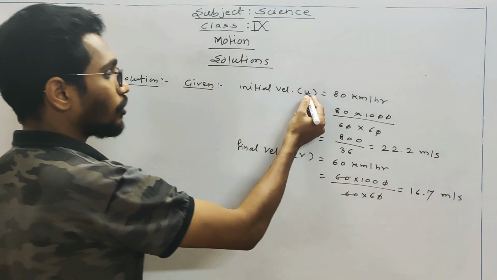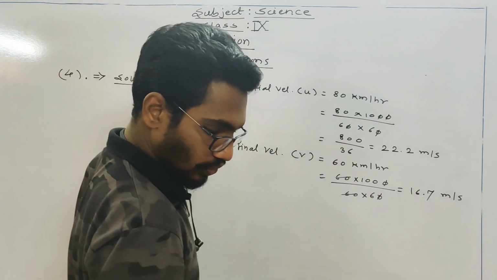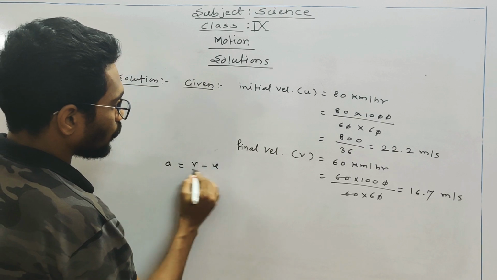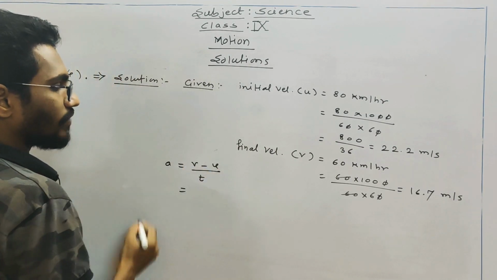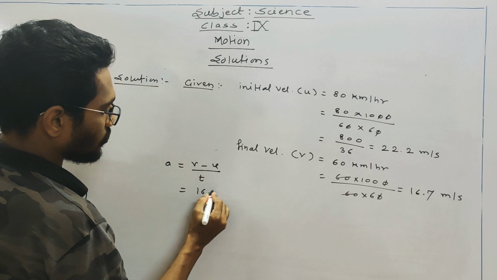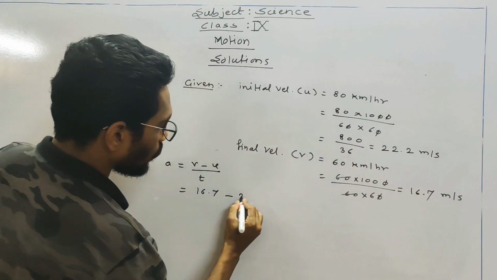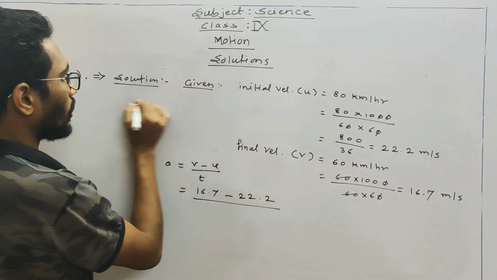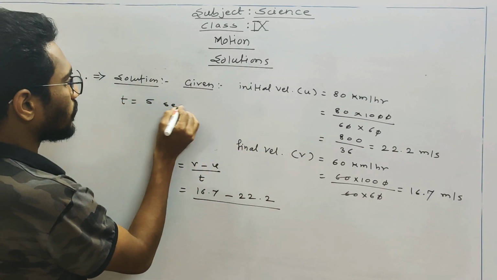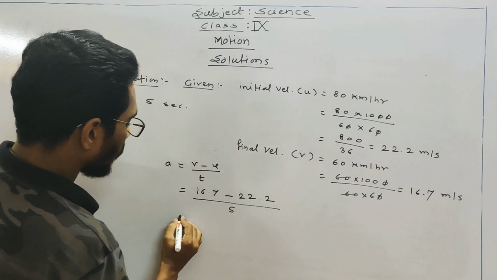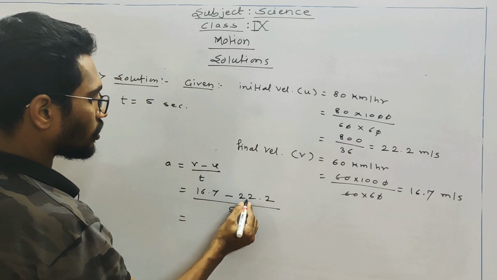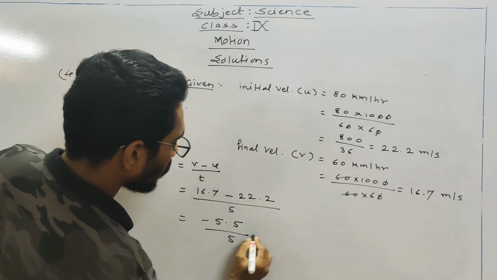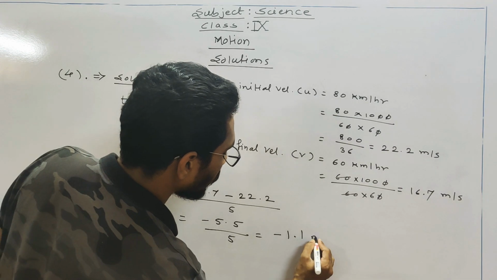Now initial velocity is there, final velocity is there, and you have to calculate the acceleration. So acceleration a is equal to v minus u by t. Put these values. What is v? 16.7 minus what is u? 22.2. What is t? t is also given here. I am going to write down here t is equal to 5 seconds. So you will get the answer 16.7 minus 22.2 is equal to minus 5.5 by 5. So your answer must be minus 1.1 meter per second squared.